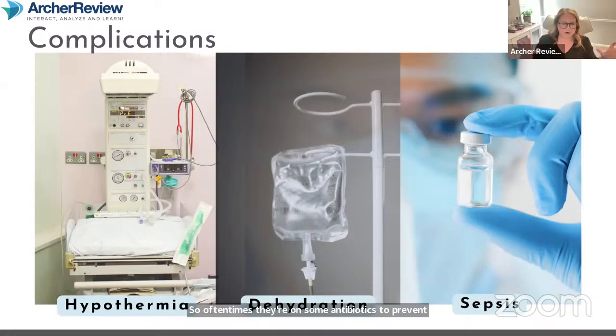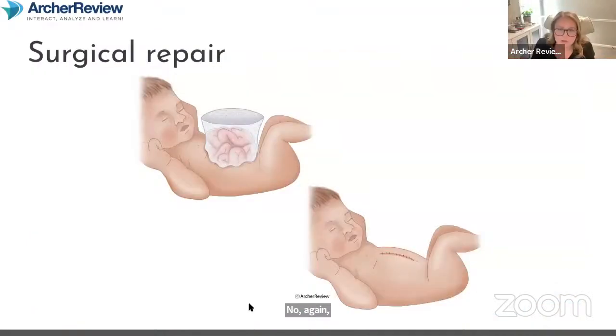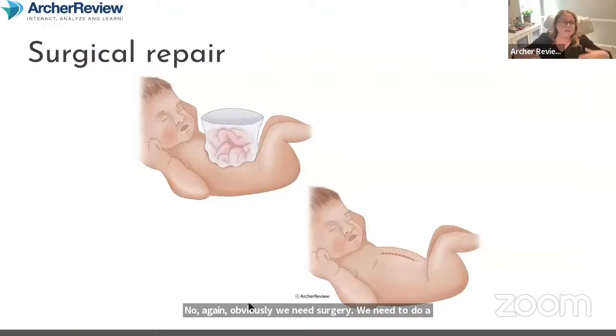Now, big picture, I'm working to keep them warm and get them hydrated, but is that going to fix our problem? No. Again, obviously, we need surgery. We need to do a surgery to get these organs back inside of the baby's body. And I wish it was just as simple as that. It's like the baby's born. Oh my gosh, let's go to the OR. But unfortunately, this is actually very complicated and it takes a long time.